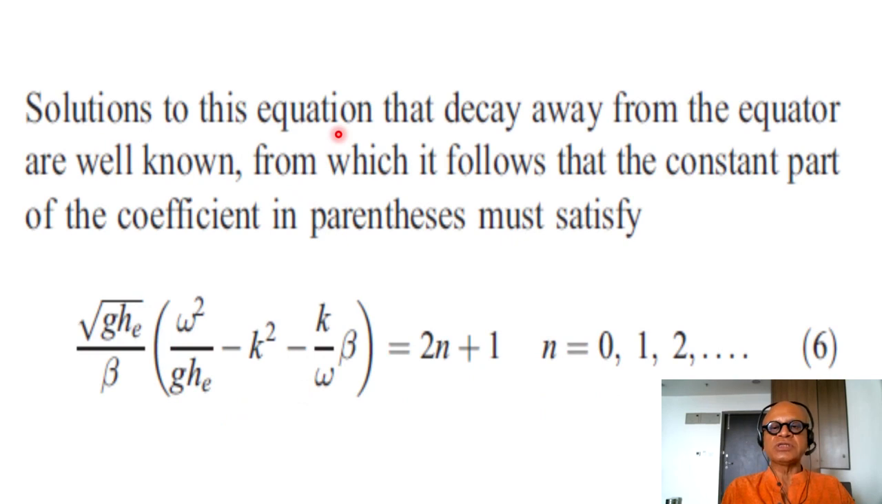So solutions to this equation that decay away from the equator are well known, from which it follows that the constant part of the coefficient in the parenthesis must satisfy this relation. Square root g he is the gravity wave speed, beta is the Coriolis gradient, df dy, omega is the frequency, he is of course the equivalent depth, which is just essentially a parameter, as I said before, k is the zonal wave number, and n equals 0, 1, 2, and so on are here the meridional modes, or the number of nodes.